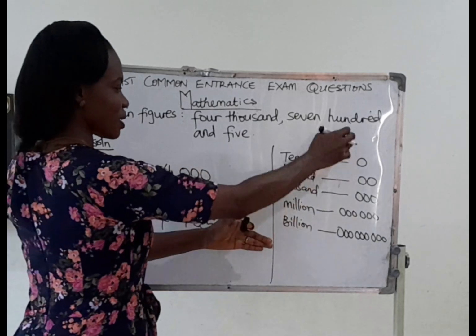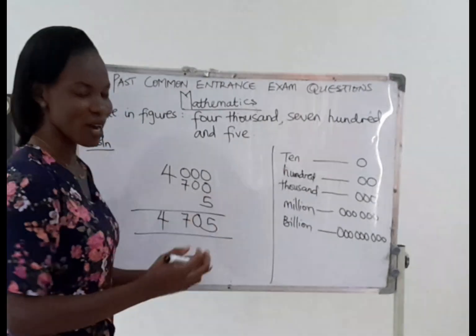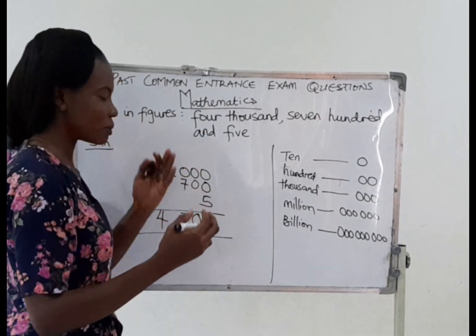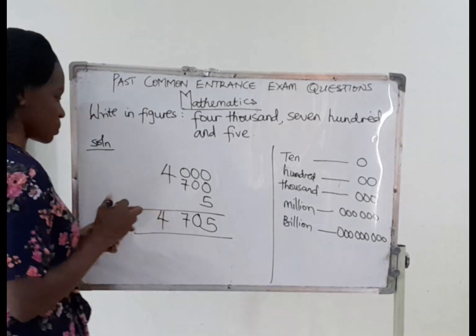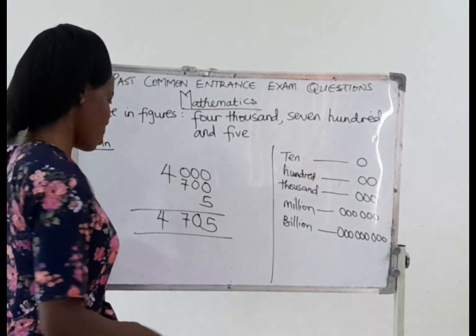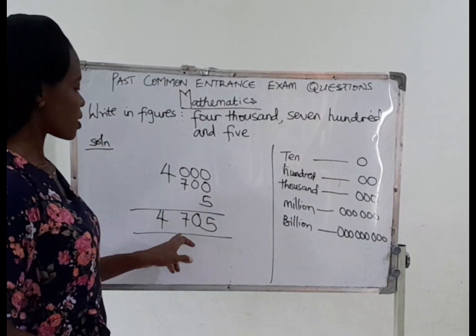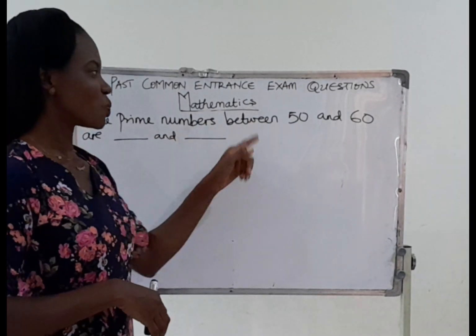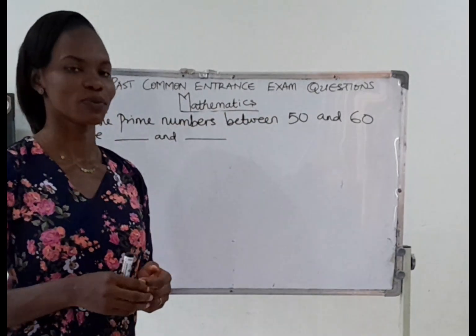So note how many zeros each of these has. You can be asked, write in figures 10,000, this and that, so you should be able to arrange it. Don't worry, we'll see some other questions like that, but note this concept. Is that understood? So the answer to this question is 4,705. Next question: the prime numbers between 50 and 60 are dash and dash.